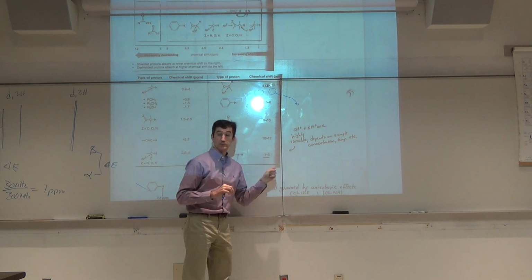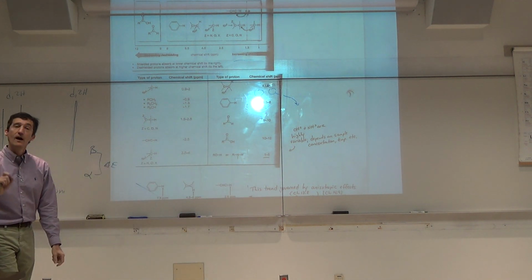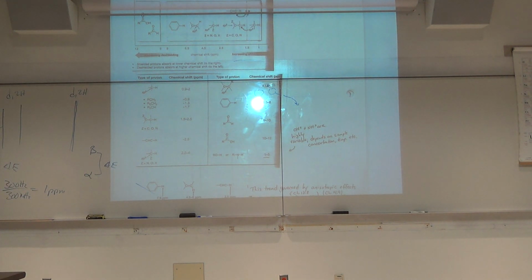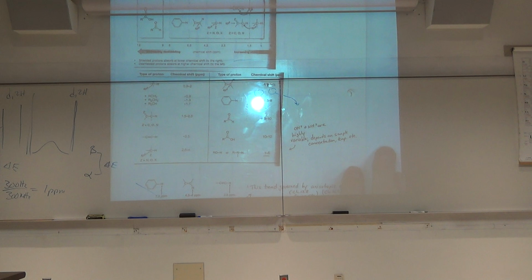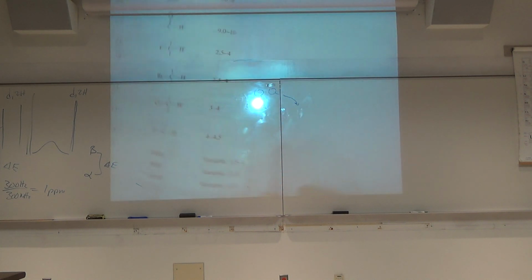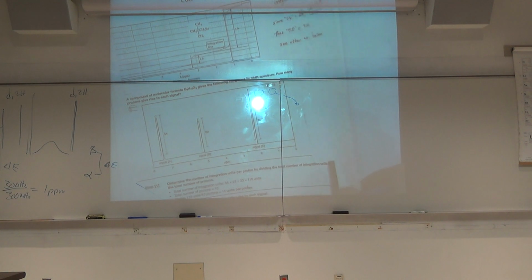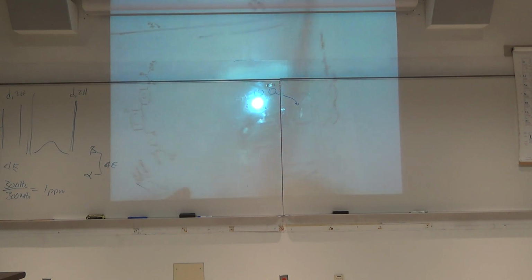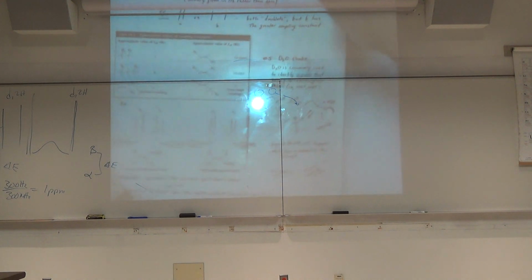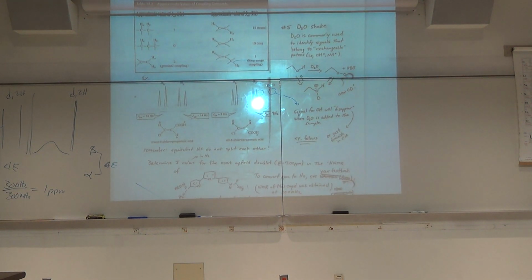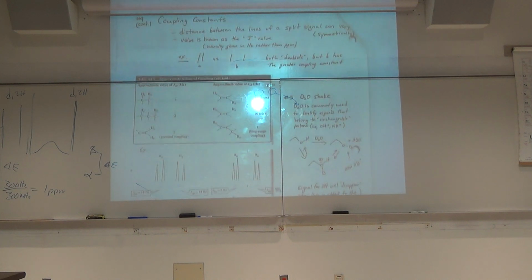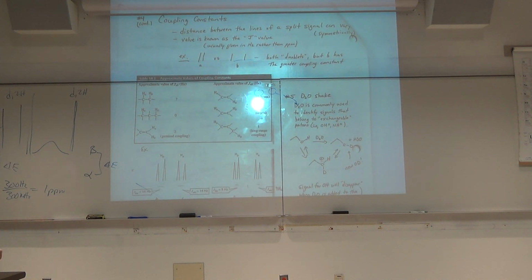One other thing about these signals, so it doesn't match the one we just looked at: OHs and NHs tend to be broad. That is, instead of a sharp signal like this, it may be something like this. Now, let's look at the fifth item here, the D2O shake. I think this is the last of the numbered topics.